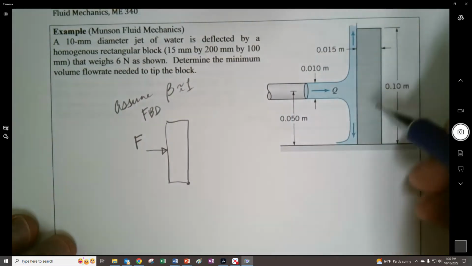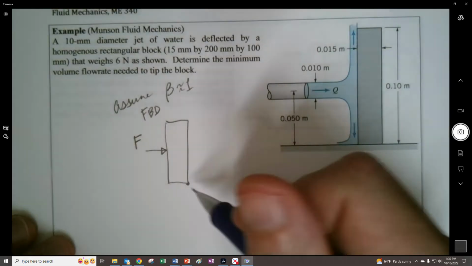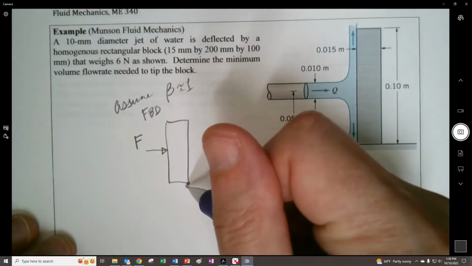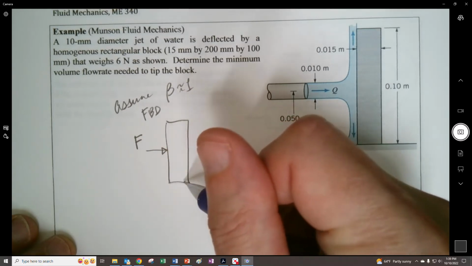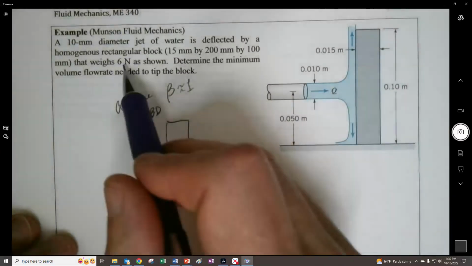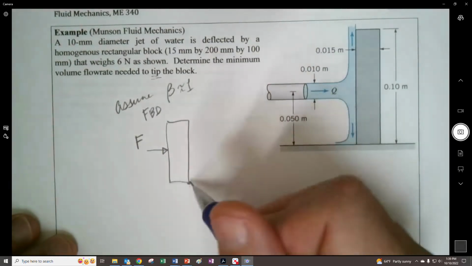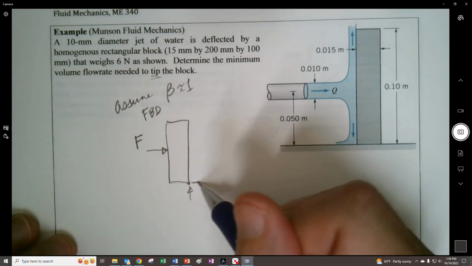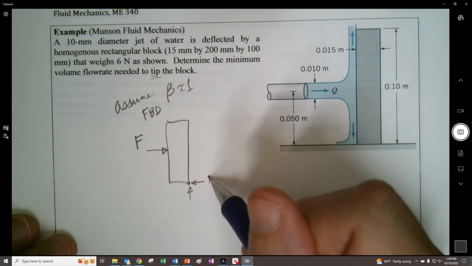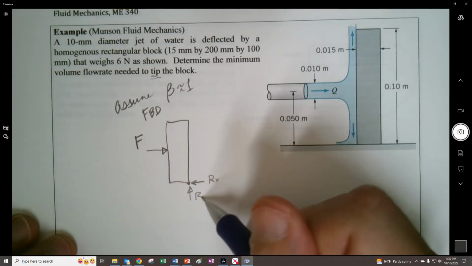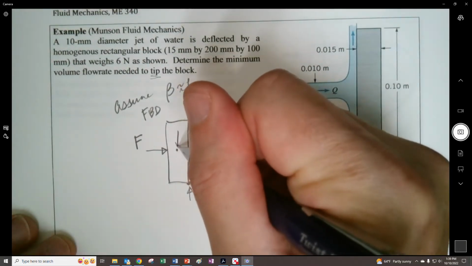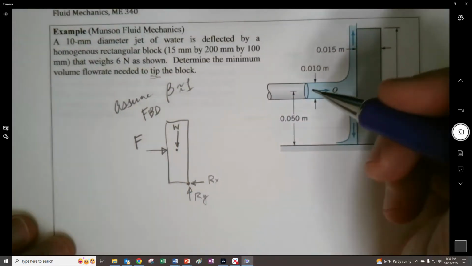When it starts to get knocked over, it's going to tilt ever so slightly. We assume it's not going to slide, because they say it's going to tip over. So the block's not going to slide; it's going to get stuck right there. That's where we'll have some reaction forces, right at that corner. We also know the other force: we know how much it weighs, so we have the weight acting right there.